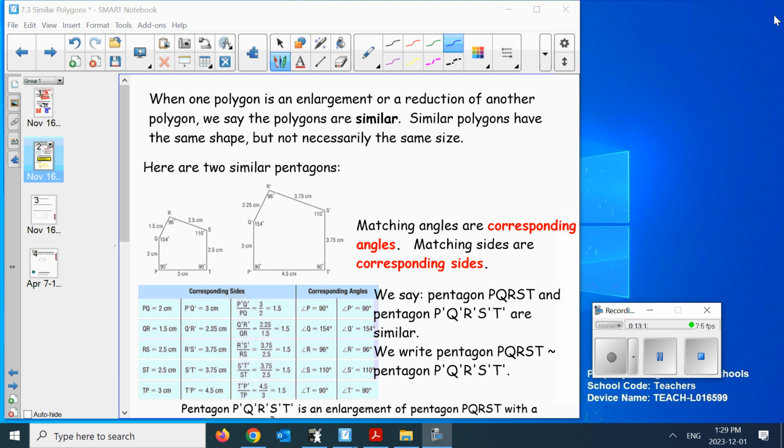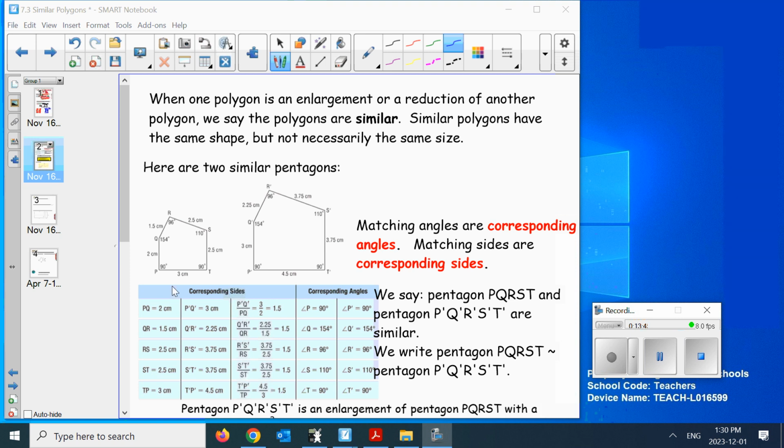Reading this, when one polygon is an enlargement or a reduction of another polygon, we say they're similar, or congruent is the word I was using. Similar polygons have the same shape, but not necessarily the same size. Here's two similar pentagons. You notice how all the angles are the same. But you can't just have all the angles the same. You also have to have their sides corresponding, or multiples of each other. Yeah, the sides are corresponding.